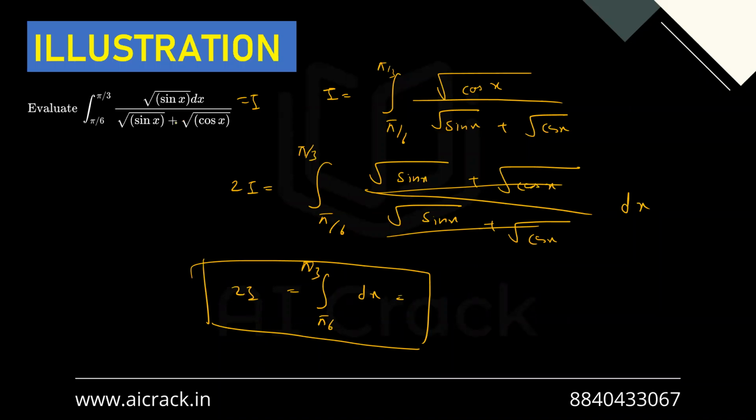Now one suggestion for you: if you see sin x plus cos x or sin square x plus cos square x or something of this sort in the denominator, and you see the summation of the limits is pi by 2, it can be either 0 to pi by 2, or pi by 4, or pi by 6 to pi by 3, then you have to think of this particular property. There is one more condition, I'll tell you afterwards.